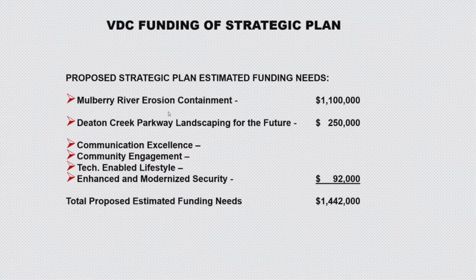This is a copy of a slide that Jim had up on the 17th of August, showing all the funding for the strategic planning pillars. There's $1.1 million for Mulberry River erosion, $250,000 for the landscaping of the future, and then we put $92,000 in for the other 4 pillars. Totaled, $1,442,000, as he rounded it off. Next slide, please.